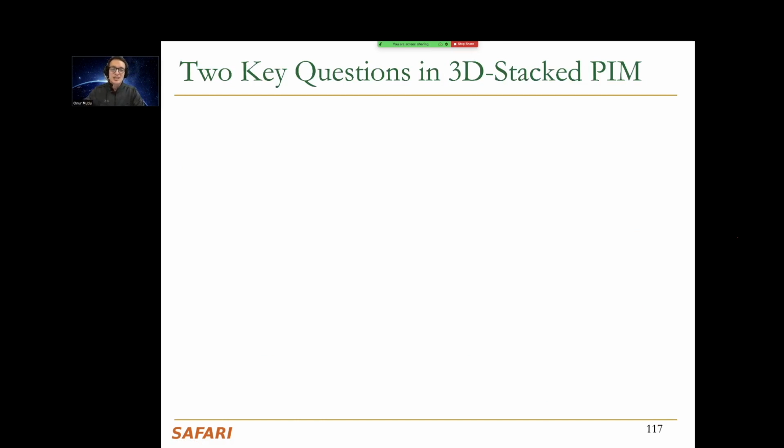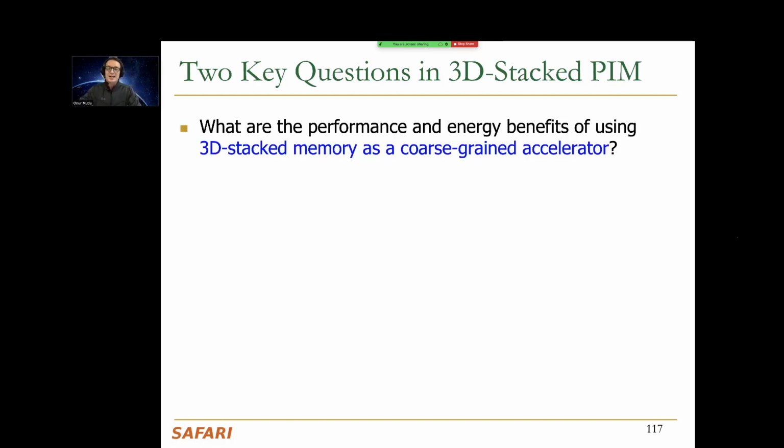So I think there are many questions here. How do we use this 3D-stacked processing in memory? I like thinking about this. What are the maximum things we can do in this device, and what are the minimum things we can do? And the maximum thing is usually application specific.